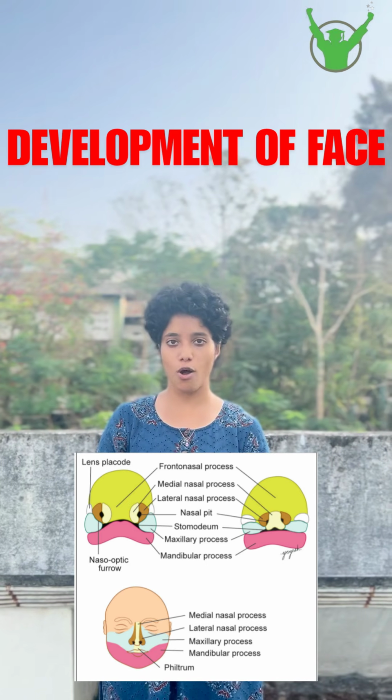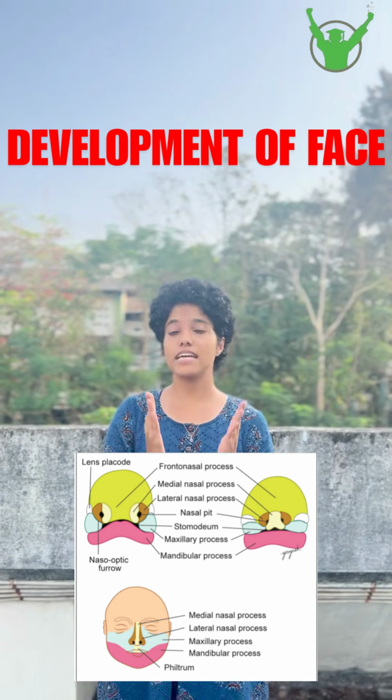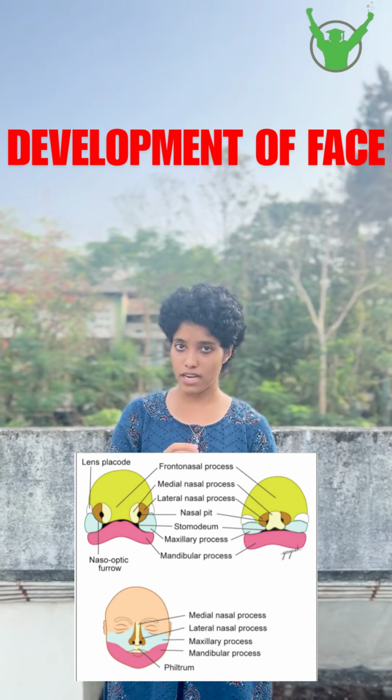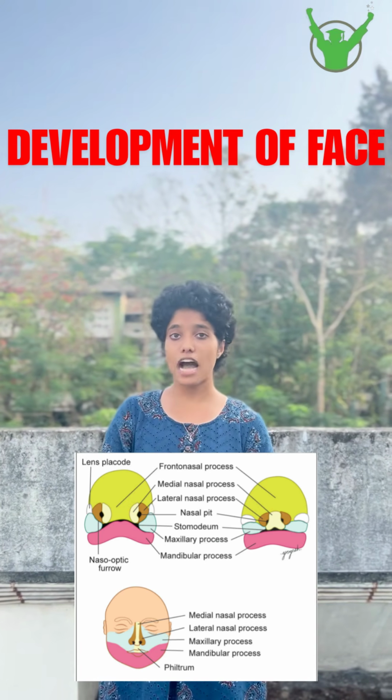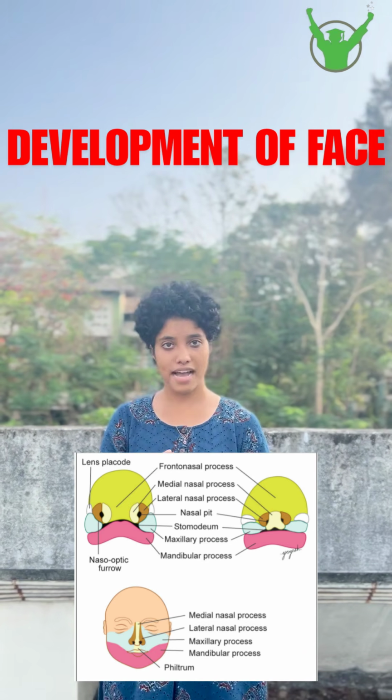So we'll talk about the formation of the lower lip. The bilateral mandibular process fuses in the midline to form the lower lip and the jawbone. The cheeks are formed from the lateral side by the fusion of the mandibular and the maxillary process.